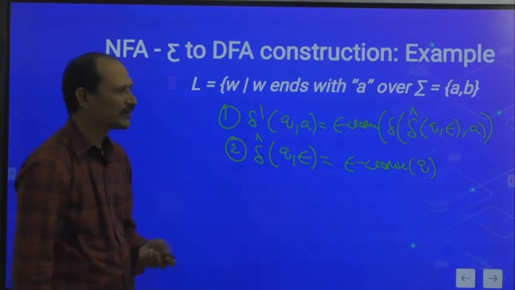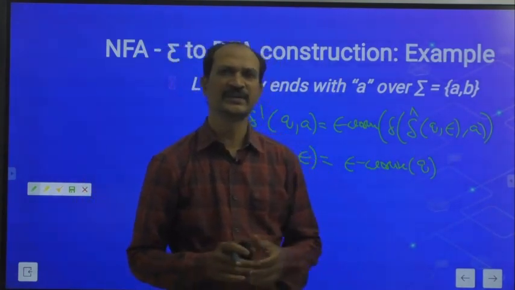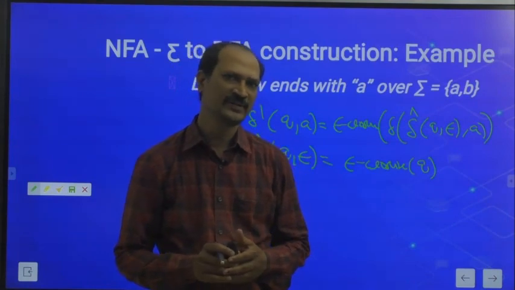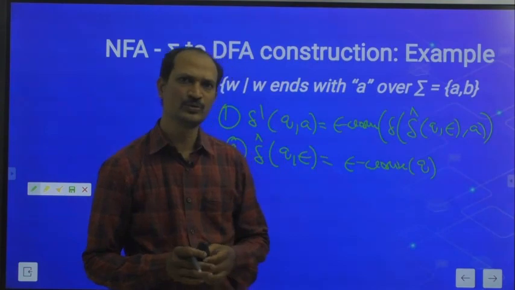Okay, so in the next class we are going to see how to minimize a given DFA machine, as well as a working example of NFA with epsilon transition to NFA, and then we are going to convert it into DFA.